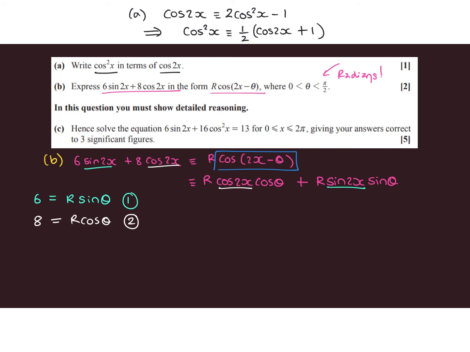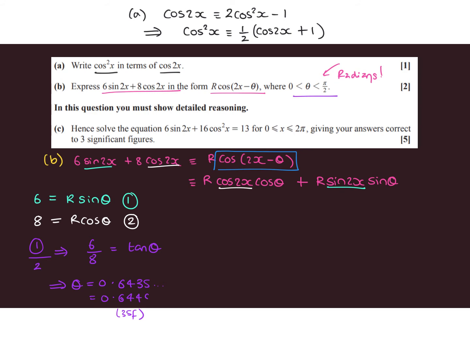So what next? Well, we're going to do equation 1 divided by equation 2, which gives us 6/8 is equal to r sine theta over r cos theta, which of course is just tan theta because the r cancels, and sine theta over cos theta is tan theta. We can work out theta from here, and it comes to 0.6435..., so 0.644 radians to 3 significant figures, which is of course between 0 and pi by 2 radians.